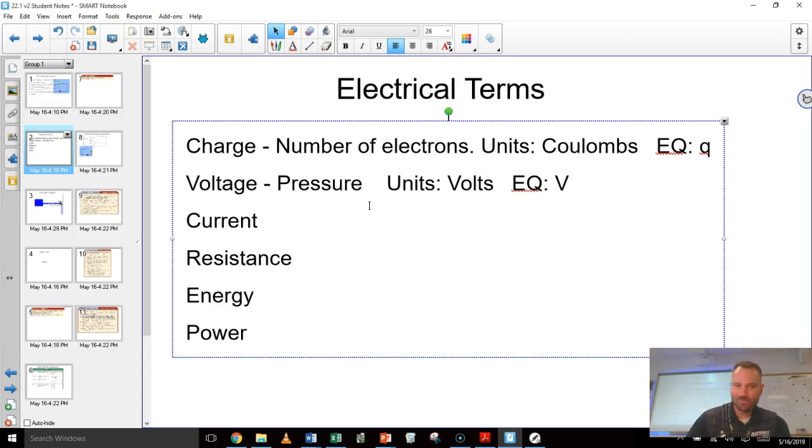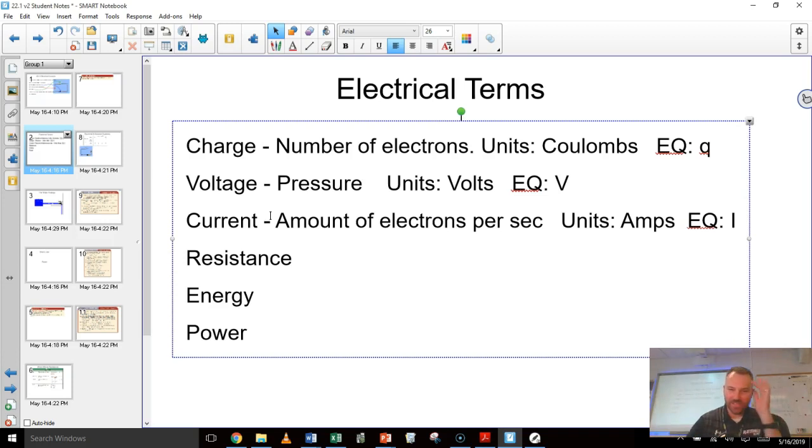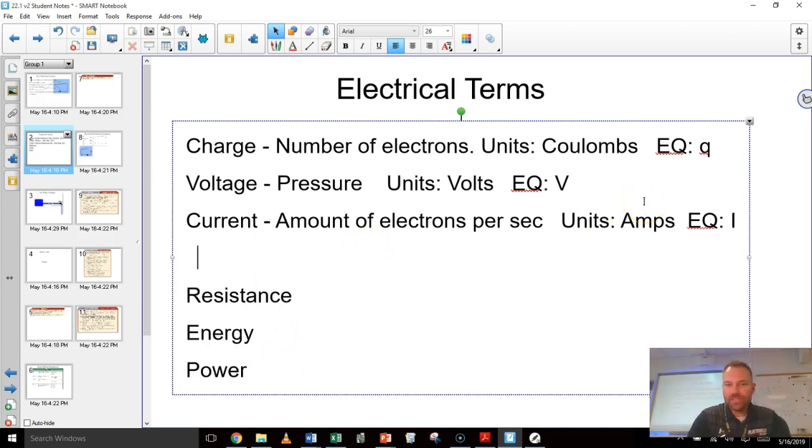This is the best one. Current. That's amount of electrons per second. Its units are going to be amps. In an equation, you're going to see it as the letter I. This one is crazy. It's all different. Current, it's 1 coulomb per second. That's what 1 amp is.